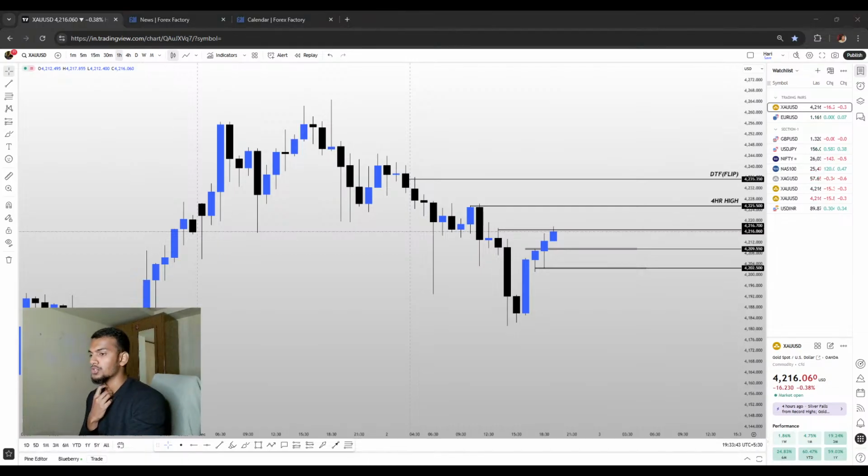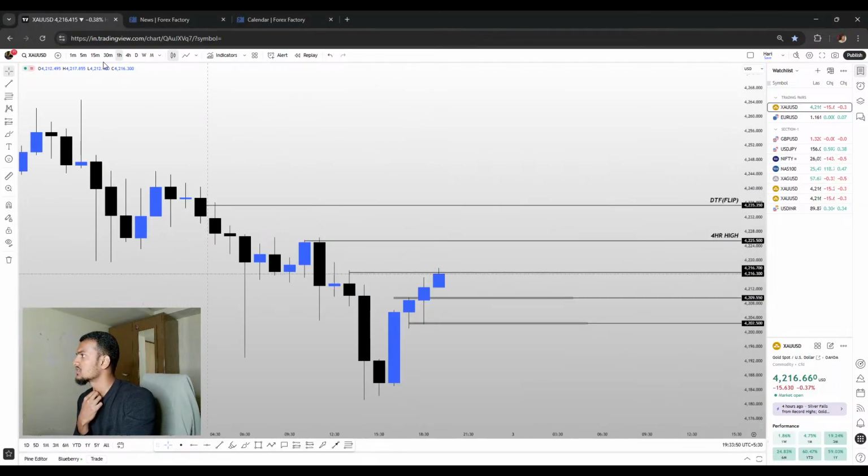I think there is a glitch with this TradingView today, and it's just showing me 2 to 3 screens at the same time itself.